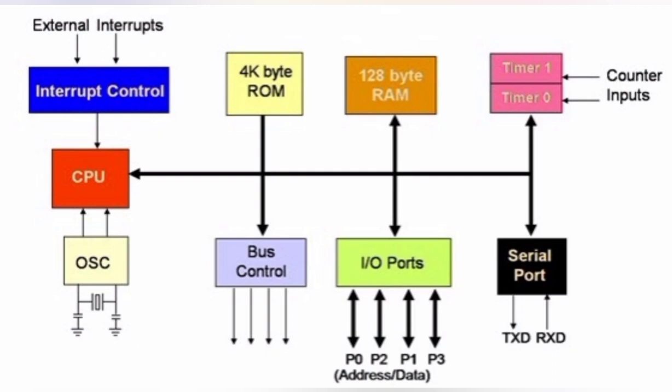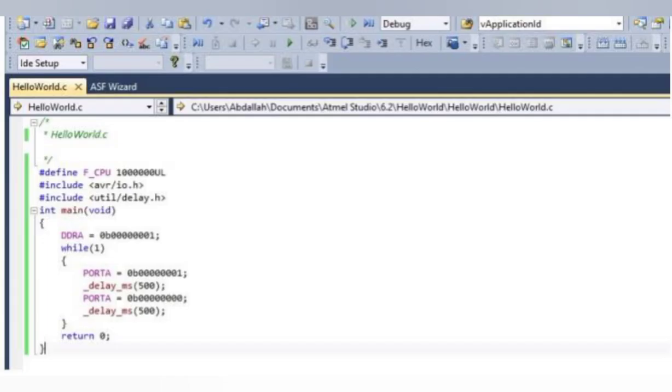So the basic thing is that, as you can see in the diagram here, there's a serial port, input output port, bus control, there are two timers as well, and there's a CPU controlling all the arithmetic and logic operations here, and there's an interrupt control as well. So basically we can control different peripherals with the help of the microcontroller according to our application. To understand, we can look at a basic example of LED blinking here.